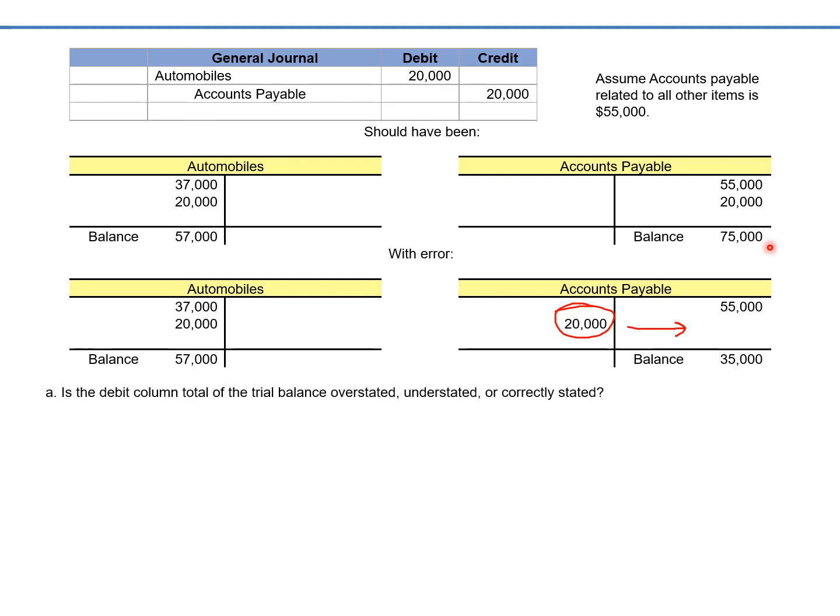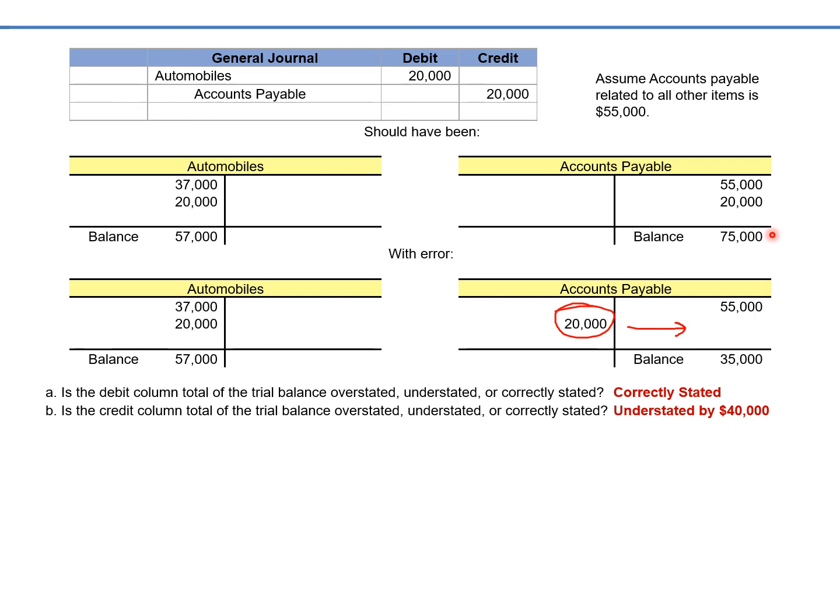So is the debit column of our trial balance over or understated or correctly stated? Well, the debit balance in our automobiles account should have been 57, and it is 57. So we must not have a difference or a problem with our debit column. So the answer to that is correctly stated. And B is the credit column total of the trial balance under or over or correctly stated. Well, we have a credit balance currently in our trial balance of 35,000, but we should have a credit balance of 75. So that means it's understated by 40, right?